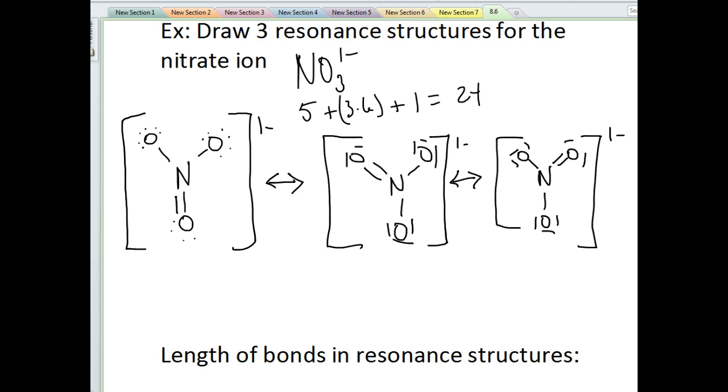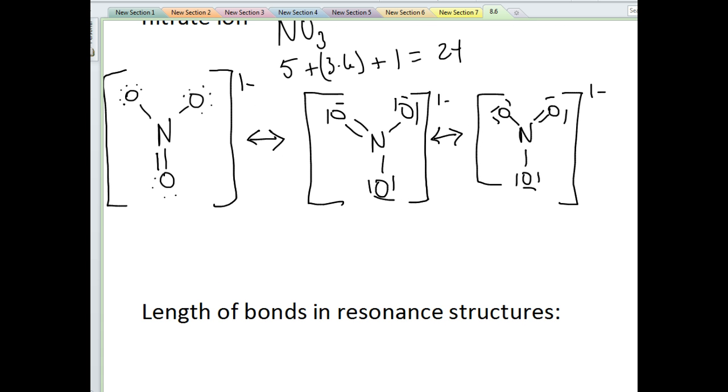Okay, now here's a trick in the length of the bonds of the resonance structure, and this question has been asked on the AP exam. Remember we talked about how single bonds are our longest, and we talked about how triple are our shortest bonds. It turns out that in resonance structures, we did talk about these as blends. A blend of bonds, just like you could do a blend of colors.